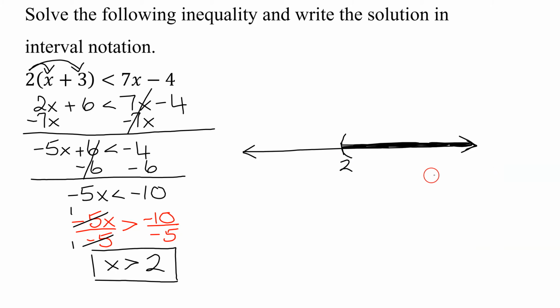Now my interval notation is just a shorthand version of this. So my interval starts here at parentheses 2, comma, it goes all the way up to positive infinity, and you could write positive infinity or just infinity. And remember, on infinity and negative infinity, you always have to use parentheses. So there is the interval notation that goes with this solution.